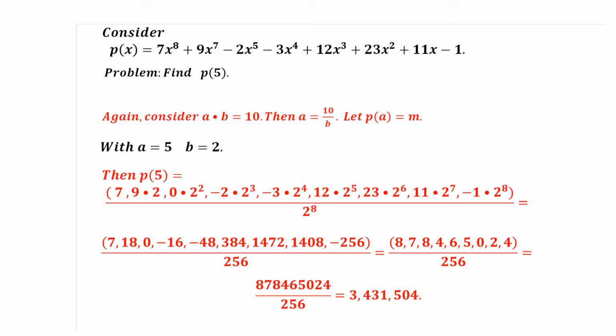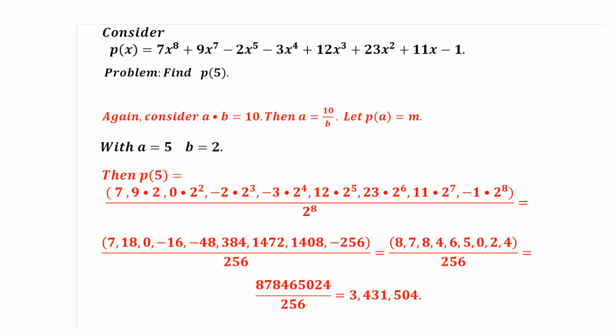And we put the coefficients of the polynomial down. That's 7, 9, -2, -3, 12, 23, 11, and 1, -1. But we also have a 0 because there's no x to the 6, and that's 0 times 2 squared. And we're going to form a tuple, and that tuple will be divided by 2 to the 8th. And we have those numbers down below.